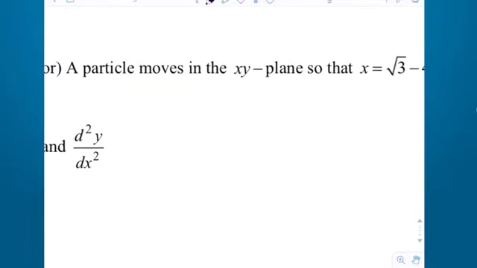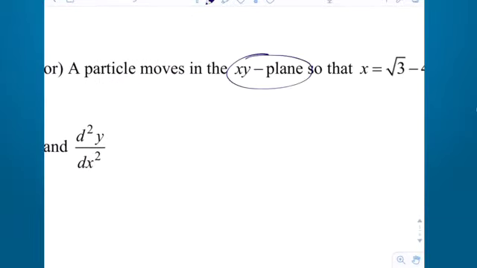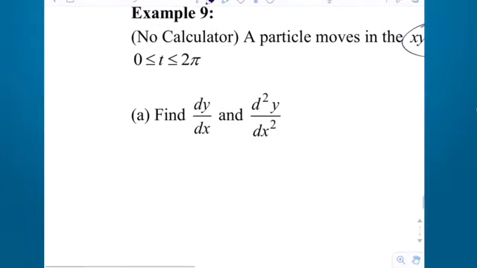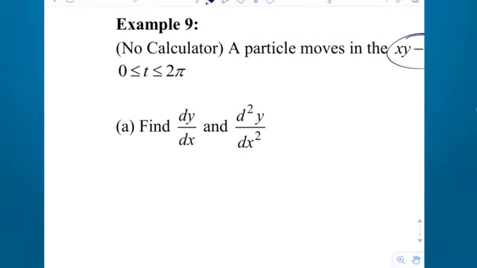All right, let's look at this one. No calculator. A particle moves in the xy plane, so parametric slash vector, so that x is equal to that and y is equal to that from 0 to 2 pi. Find dy/dx and the second derivative.